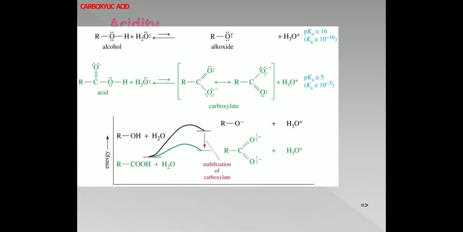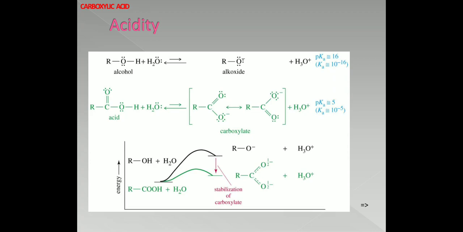Acidity, this is an important part. When we compare alcohol and carboxylic acid, after releasing an H plus ion, alcohol forms the alkoxide ion, while carboxylic acid forms the carboxylate ion. When we compare the alkoxide ion and carboxylate ion, the conjugate bases, the carboxylate ion is more stable because of resonating structures. So the carboxylate ion is stable due to the formation of resonating structures. That's why carboxylic acid is more acidic than alcohol.